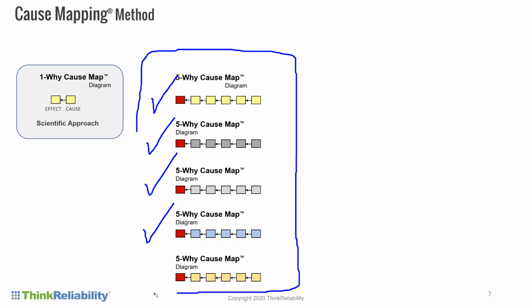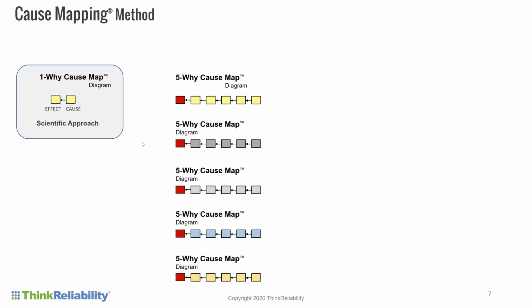People think that 5 whys is not scientific because it's not repeatable, but a 5 why is not a complete explanation of the issue. You can have a 5 why that is absolutely accurate and evidence-based, but a 5 why is always a partial explanation of the issue.